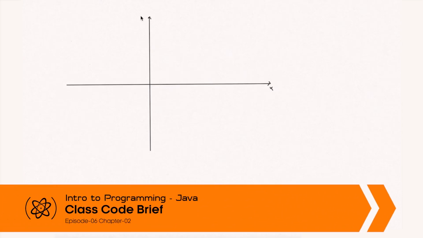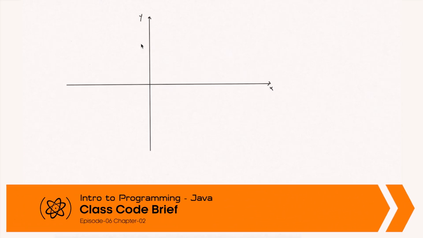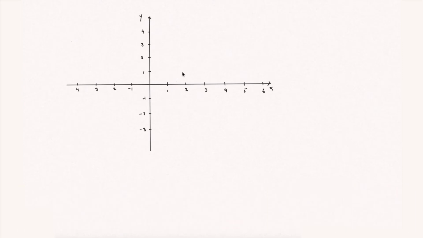So when you think of a graph, you think of a y-axis and you think of an x-axis, right? So this is your x-axis and this is your y-axis. And then you have different points on these axes.